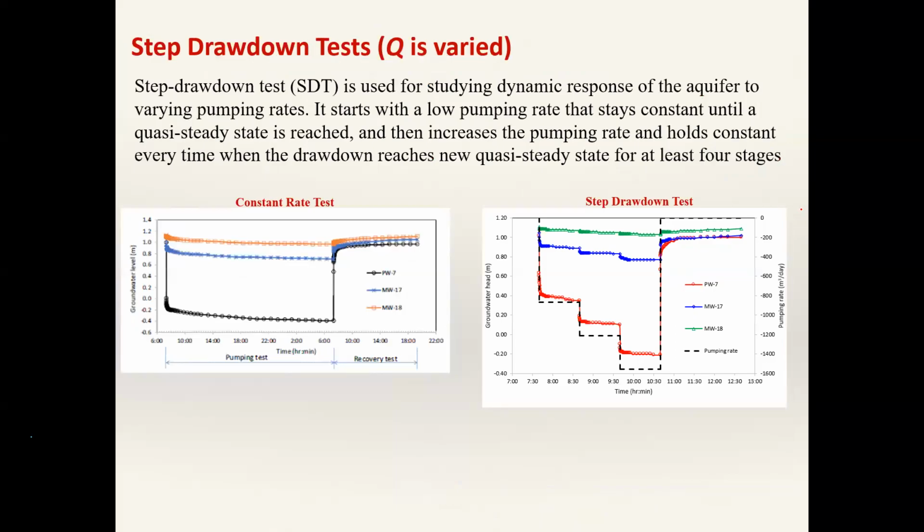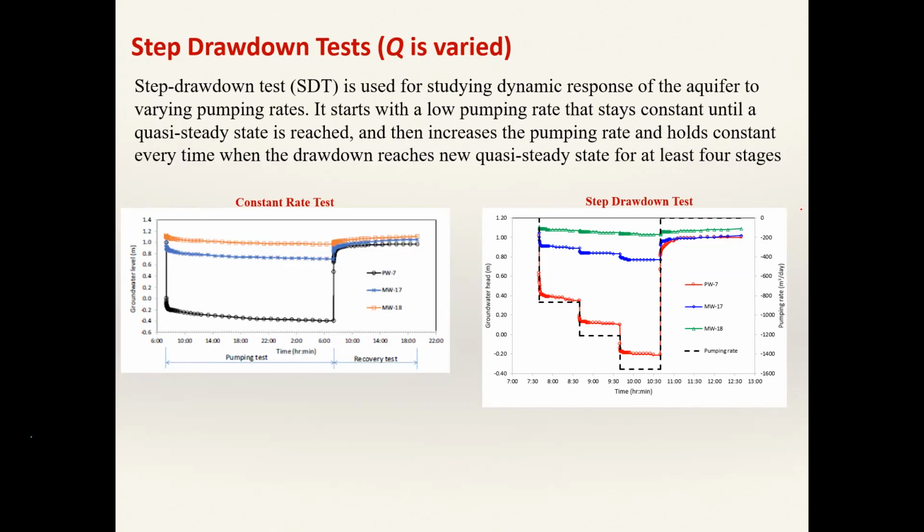Right. Now, during this pumping test, I told you we have to keep the pumping rate constant. Right? Pumping rate must be constant. So this is called the constant rate pumping test. In addition to that, there is another test called the constant head pumping test. We keep the head constant.